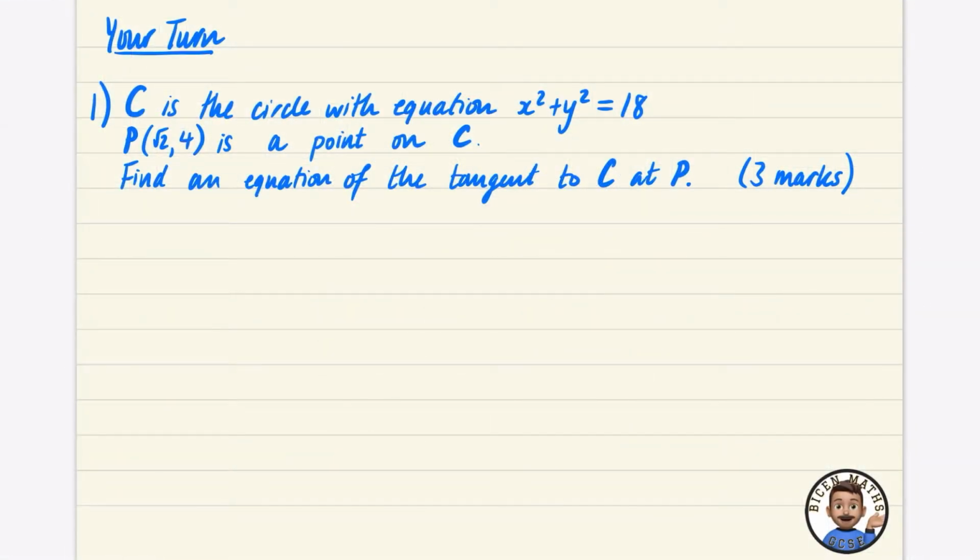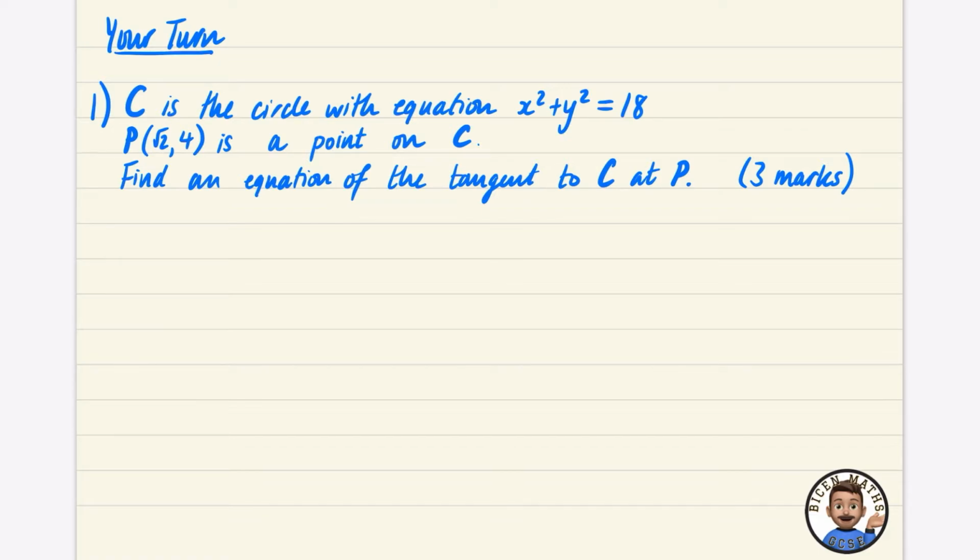Okay, so this first one that I want you to have a go at, maybe you've already had a go at it, I'm going to go through a little bit quicker than maybe I did on the previous section. So we have here that C is a circle with equation x squared plus y squared equals 18, and I've got some surds in here. P has coordinate root 2, 4, and it's a point on C. Find an equation of the tangent to C at P.